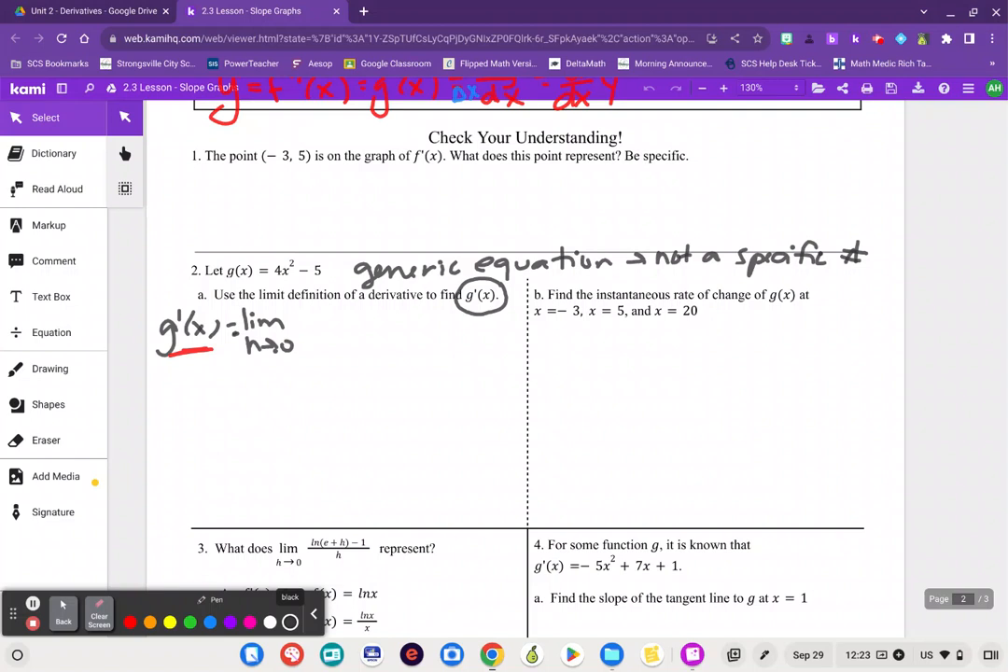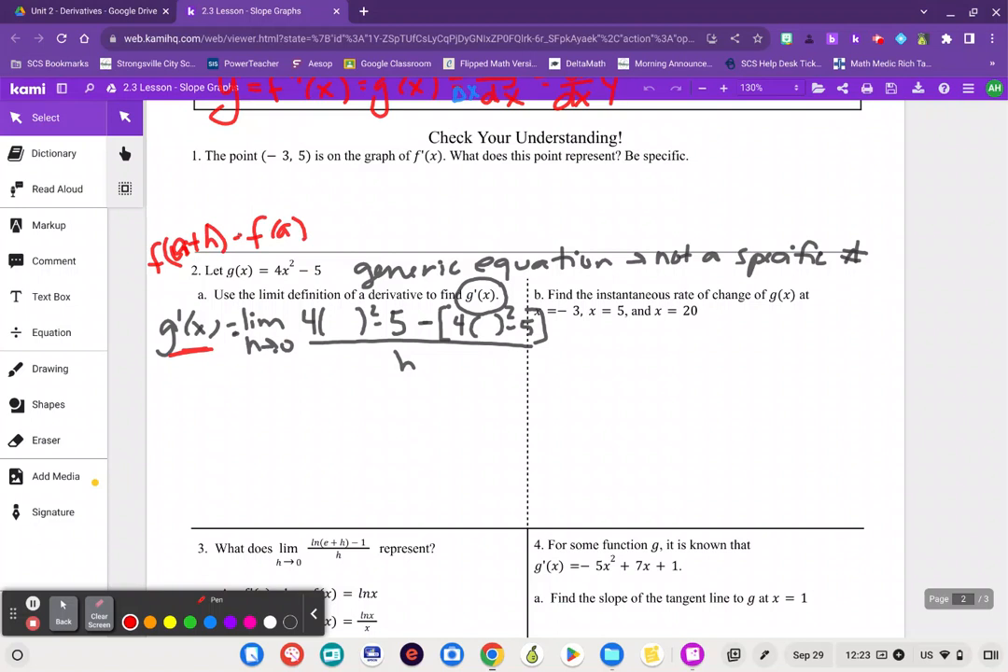So g prime of x is equal to, all right, this limit definition says I have to do 4x squared minus 5 minus, and then again, I'm going to do 4x squared minus 5, and I'm going to do all of that over h. Now, I intentionally set these parentheses here so I can fill in the missing pieces. This definition makes me do a plus h, so f of a plus h minus f of a. Remember, the f is just a placeholder to say use that function given.